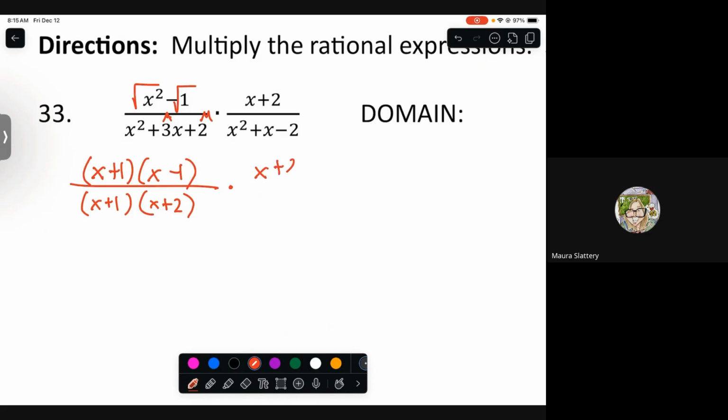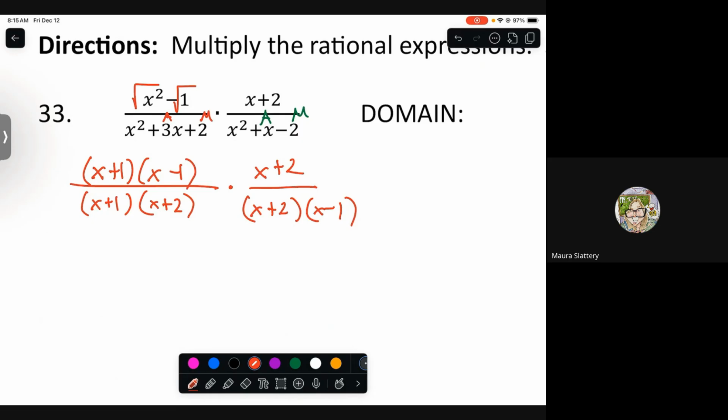X plus 2 I can't factor. It's just a binomial that can't be factored, so we can leave it like that. And then we can go ahead and figure out what multiplies to this, adds to this. So in this case, we get an x plus 2 and an x minus 1.